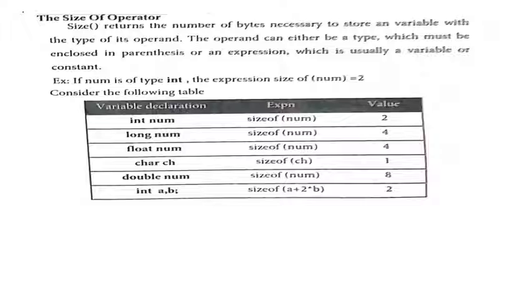Float num, sizeof(num) is 4. Character ch, the size of a character is 1. Then double num, sizeof(num) is 8. The 8 is the size of a double variable. Then int a, b, sizeof(a + 2 * b) is 2, because the contents we are facing inside the parentheses both belong to int type, and that's why the size of int is 2. This is about the sizeof operator. Thank you.